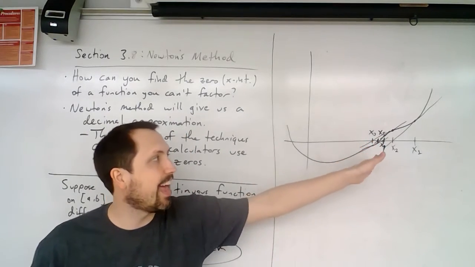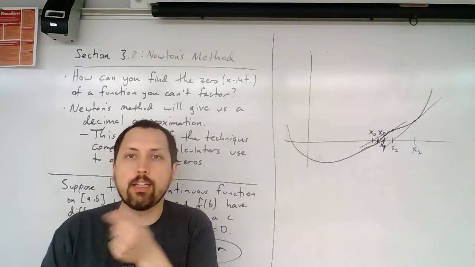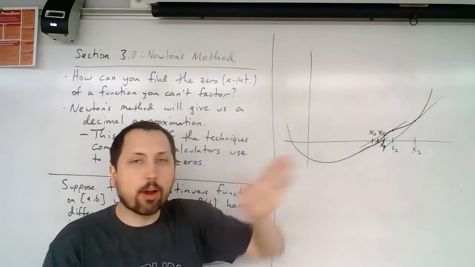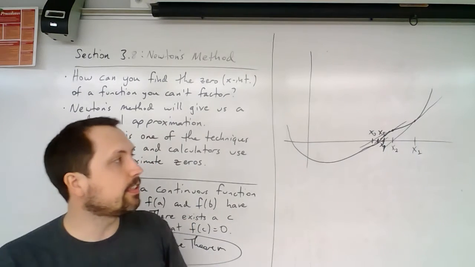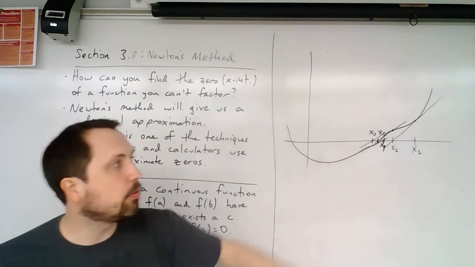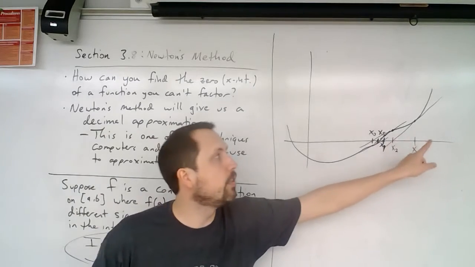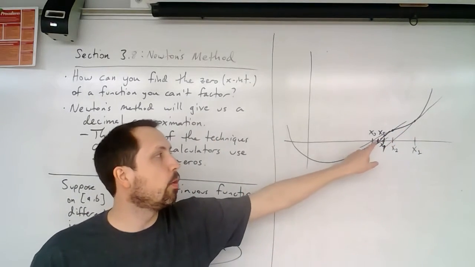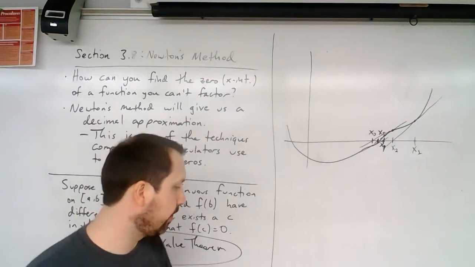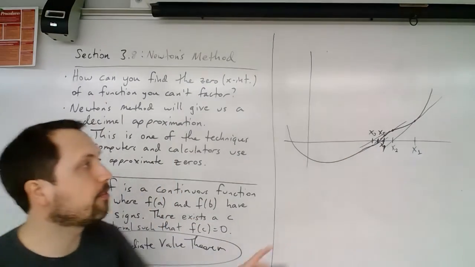So you can't even really tell eventually that you're going to have these numbers overlapping. They're going to be extremely close to each other. So this is the idea behind Newton's method, is we're going to use the equation of tangent lines to help us find where this x-intercept or where this zero is of our function.